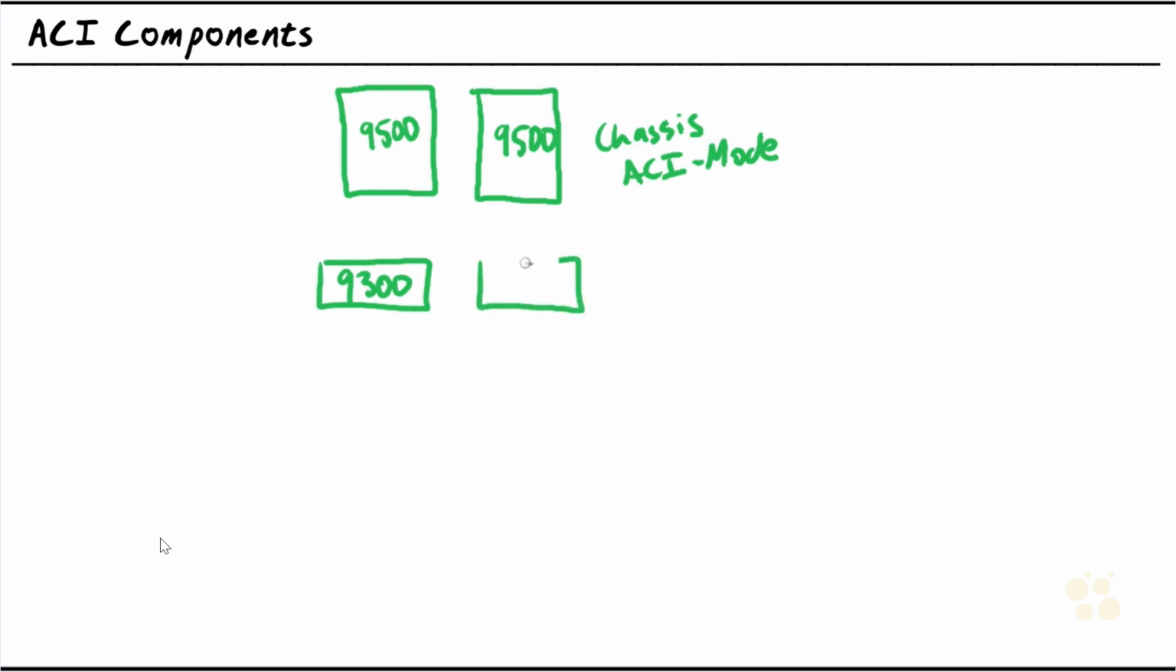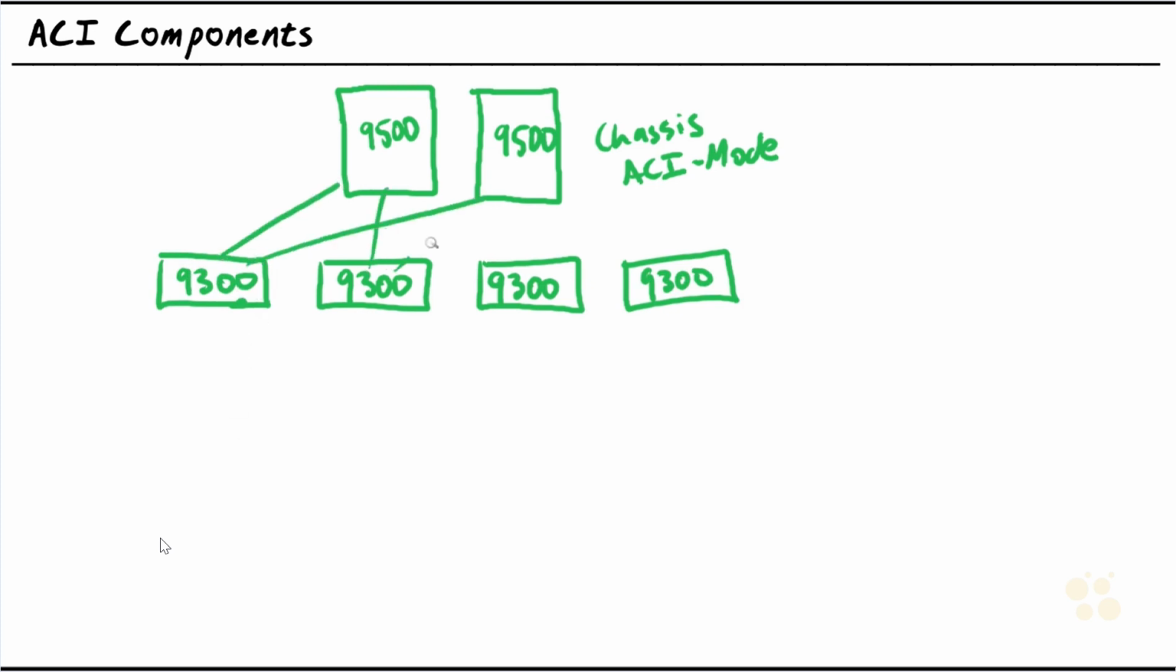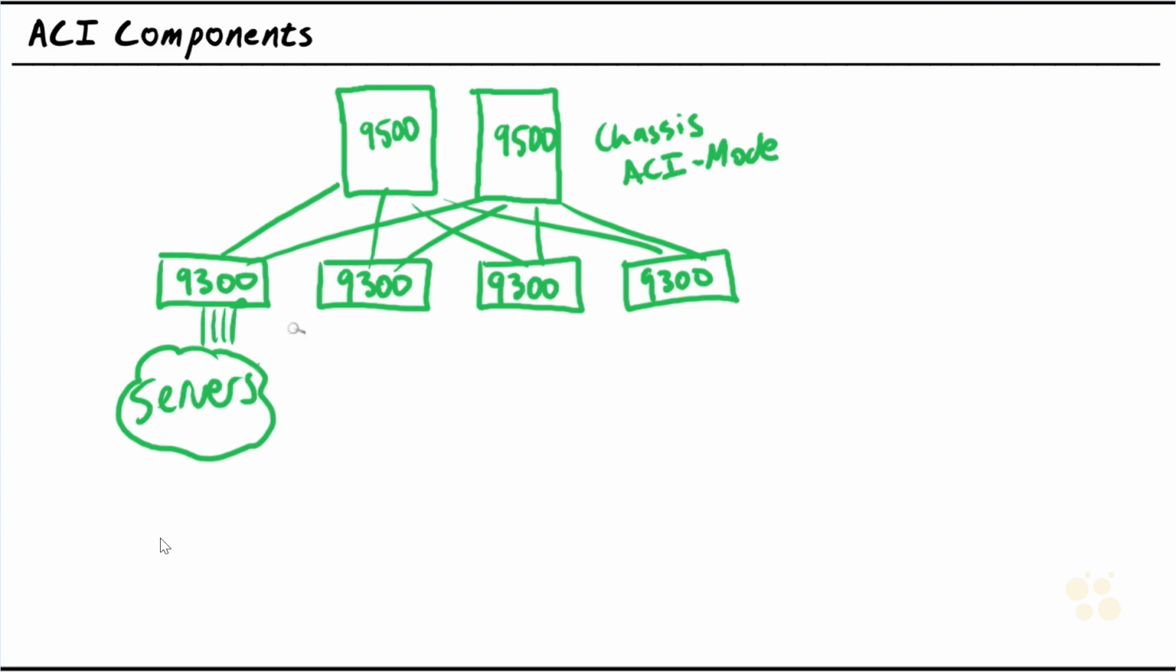So 9300s. In fact, let's go ahead and throw 2 more out here. So we'll have a total of 4 9300s. And those are all going to connect up to those 9500s. And this is where our servers connect. So our servers are going to connect into the 9300s, very similar to data center architectures today. They'd connect in at the access layer.